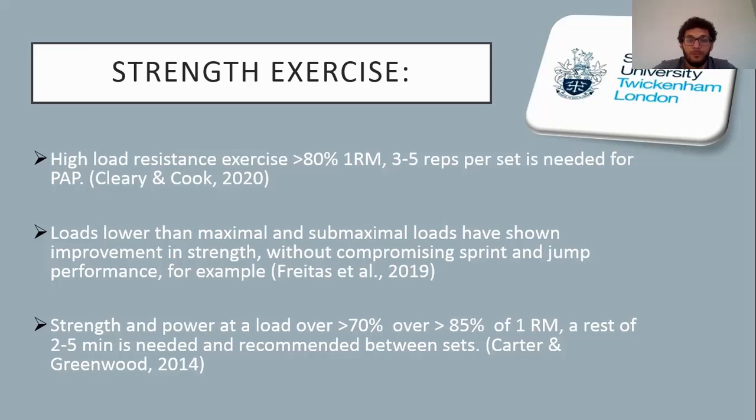However, some studies, for example Freitas et al. 2019, showed that complex training using loads lower than maximal, submaximal loads, has shown improvement in strength without compromising sprint and jump performance. But the training method can be questioned, as they simply used a modified complex training method with a moderate and optimal load, which is likely, in my view, to be more similar to the contrast training method than complex training, as they are just alternating the load of the exercise.